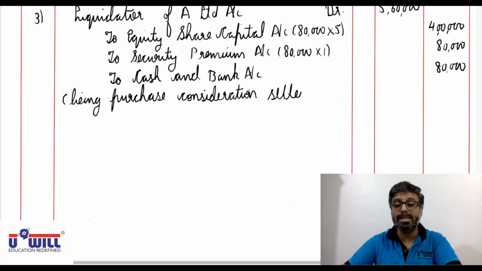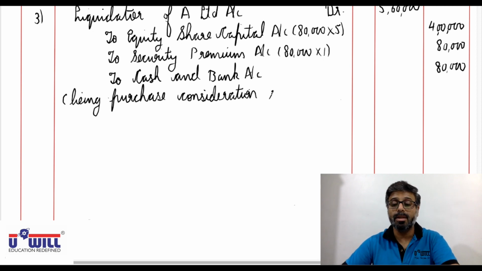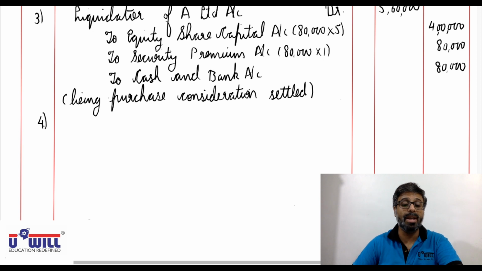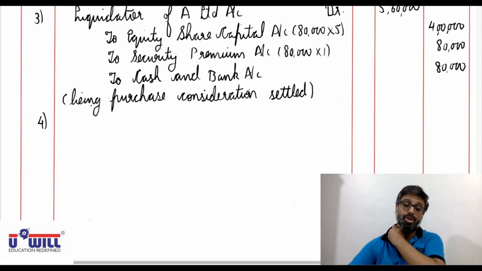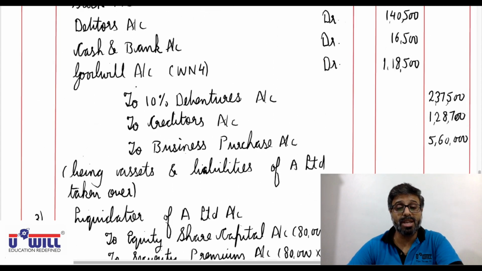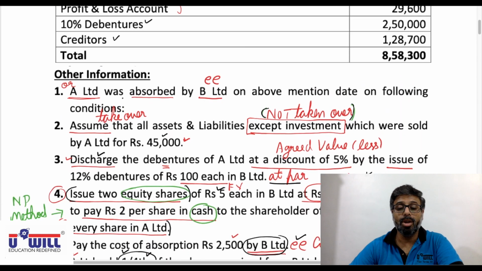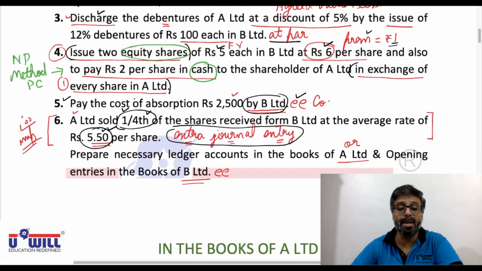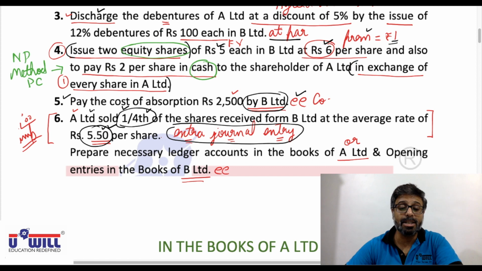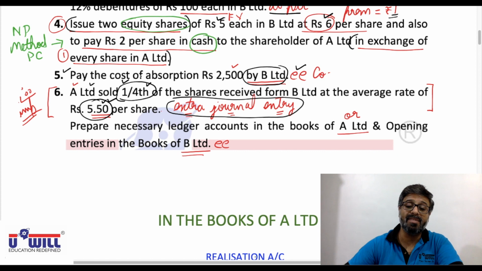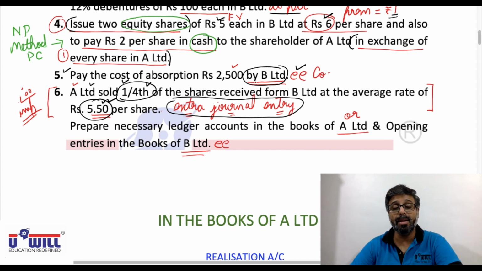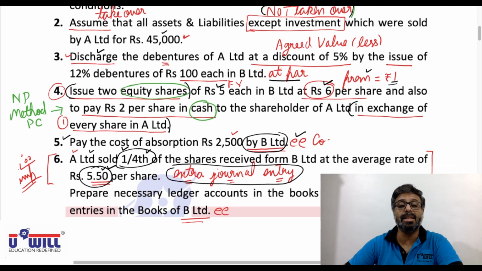The first three entries we discussed will be there in all the questions. Entries 4 to 8, including that amalgamation adjustment and statutory reserve, come only if specific information is given in the question. The fourth entry is for issue of shares in the public. Do we have any shares issued in the public? No. No shares are issued by B Limited in the public. Don't get confused with this sixth adjustment. They are not shares issued in the public. The transferor company itself is selling the 1/4 shares received from B Limited. B Limited is not issuing any shares in the public.